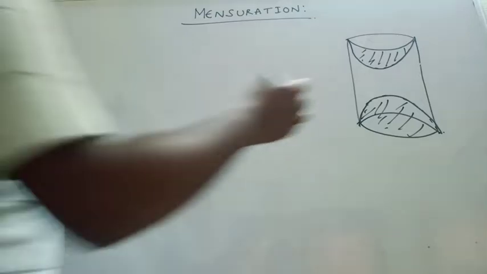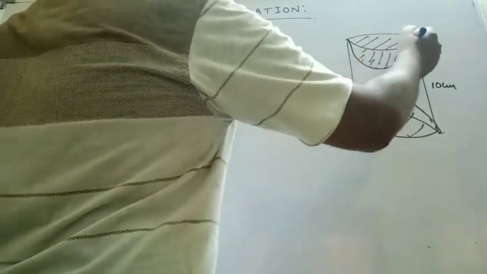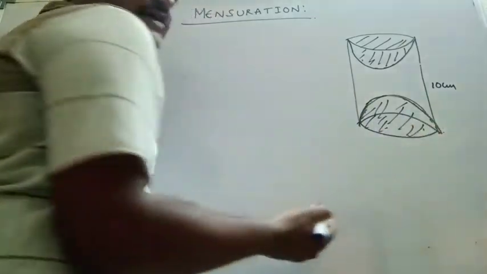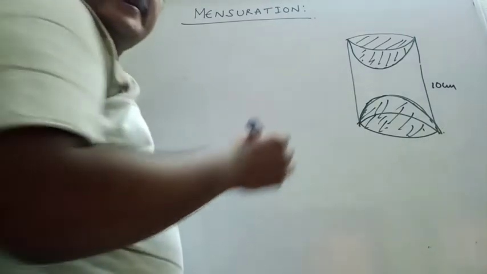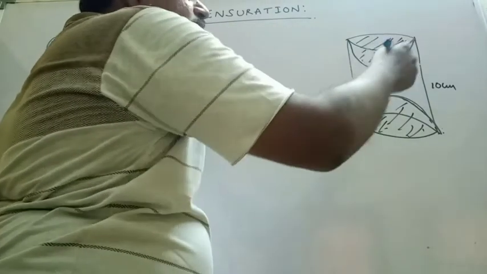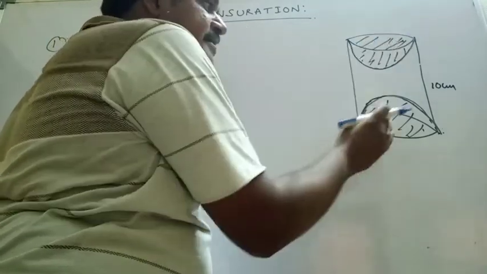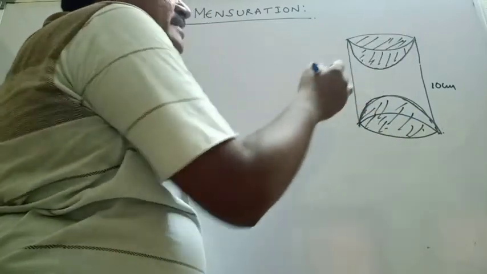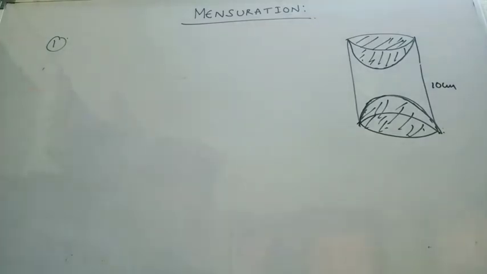This height they have given as 10 centimeter. They dug out one hemisphere on the lower end and one on the upper end. Then you will have two hemispheres, one on the top end and one on the lower end. Now what is the area of this resulting figure? That is what you are required to find, my dear students.